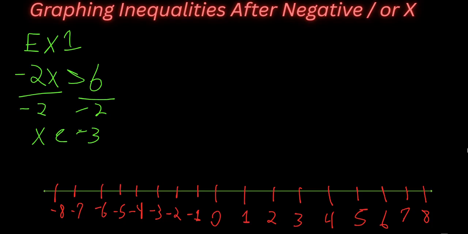Let's change that up. Since this is green, let's let green serve that purpose. Open circle, x is everything less than -3. Let's work another example.